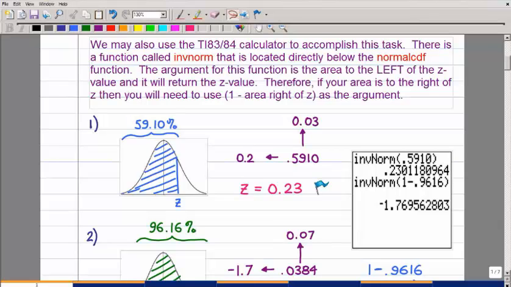0.5910 translates back: it's on a row of 0.2, column of 0.03, therefore the z-score would be 0.23, which is what we have here.